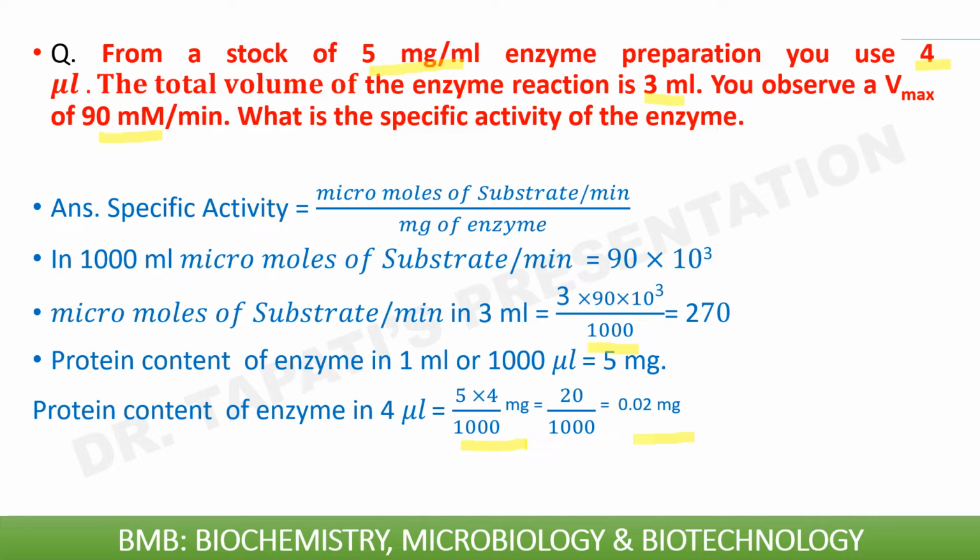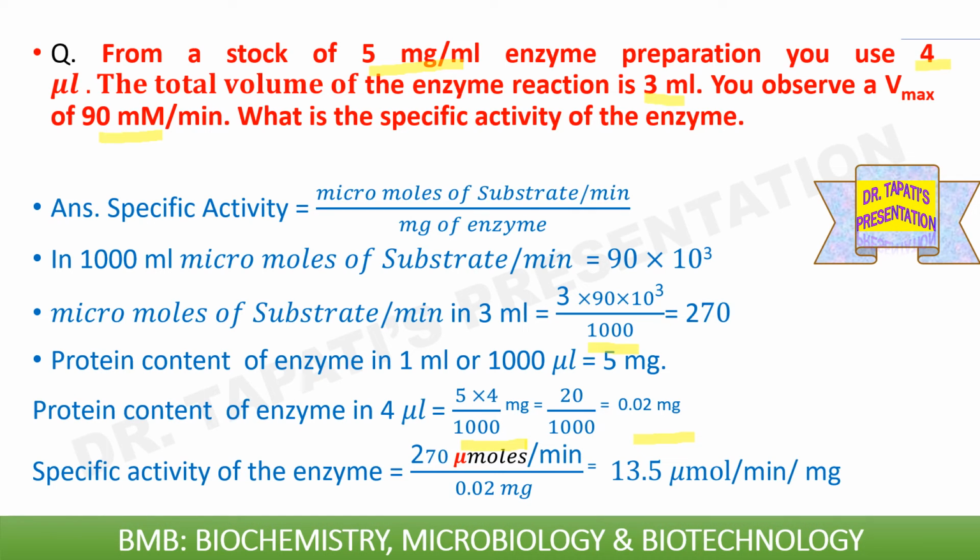And micromole substrate per minute is 270. So we can write specific activity of the enzyme is equal to 270 micromoles per minute divided by 0.02 mg, the protein content of the enzyme in 4 microliter. So the answer is 13.5 micromoles per minute per mg. It is the specific activity of the enzyme.